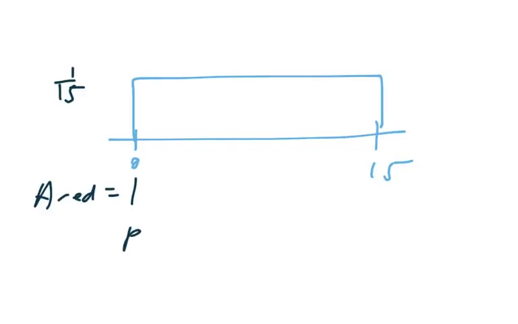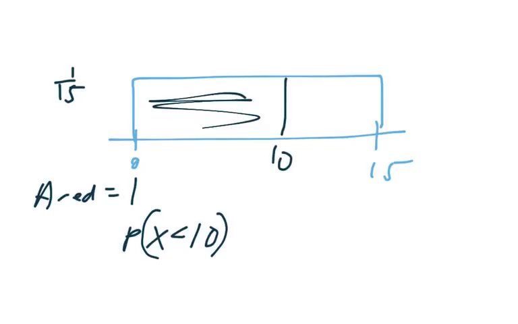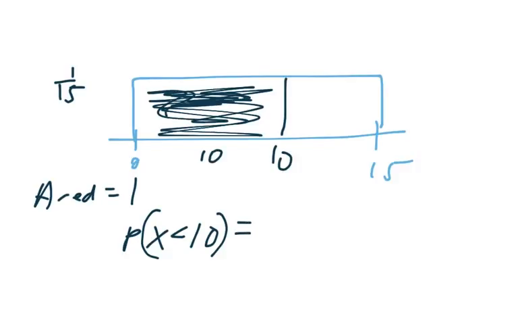So what is the probability that x is less than 10? Well, here's 10. All of this stuff is less than 10. So the base is 10. 10 times 1/15 turns out to be 0.667.